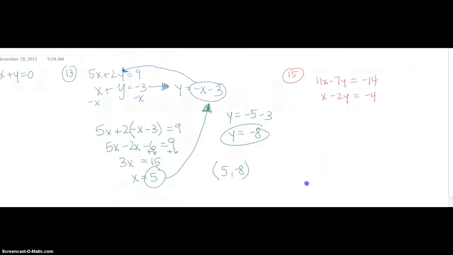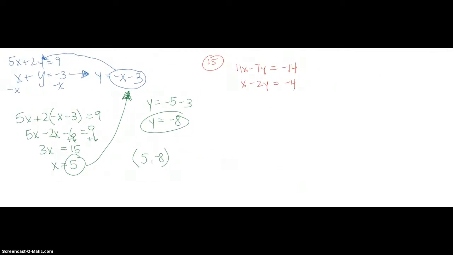2y. Okay, so for this one, the variable that I would get by itself is the x on the bottom, because here I would have to divide by 11, here I'd have to divide by negative 7, and here I'd have to divide by negative 2. But if I pick the x on the bottom, I don't have to divide by anything. Okay? So if I add 2y to both sides, this becomes x equals 2y minus 4. So now that x equals that, I can take the 2y minus 4 and plug it in for x.